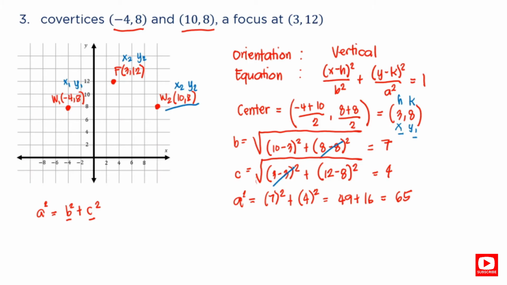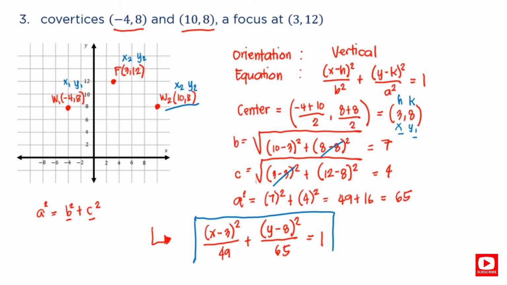Thus, the standard equation now will be x minus h. H is 3, so we have x minus 3 quantity square all over b square, so 7 square is 49, plus y minus k is 8. So y minus 8 quantity raised to 2 all over a square is 65, equal to 1. This is our final answer. So we now have the standard equation of this ellipse.